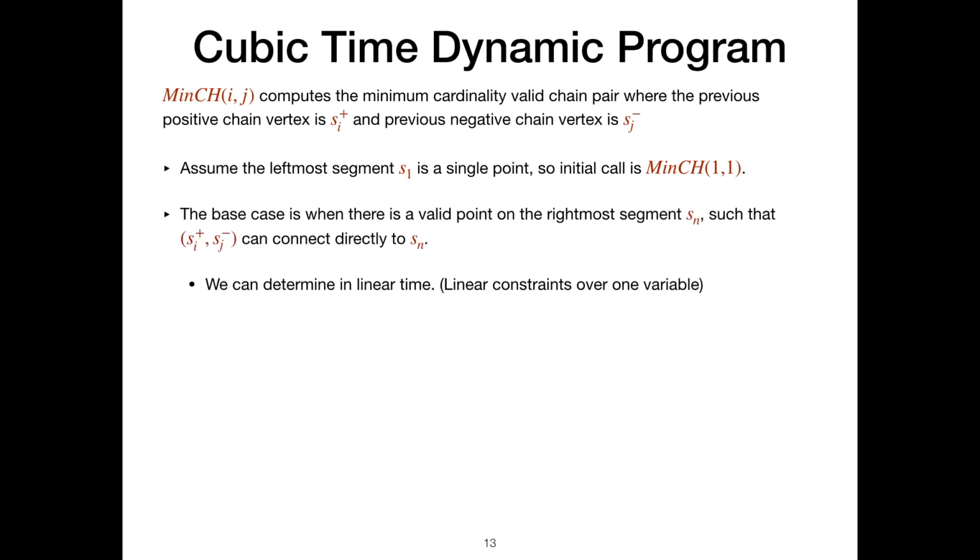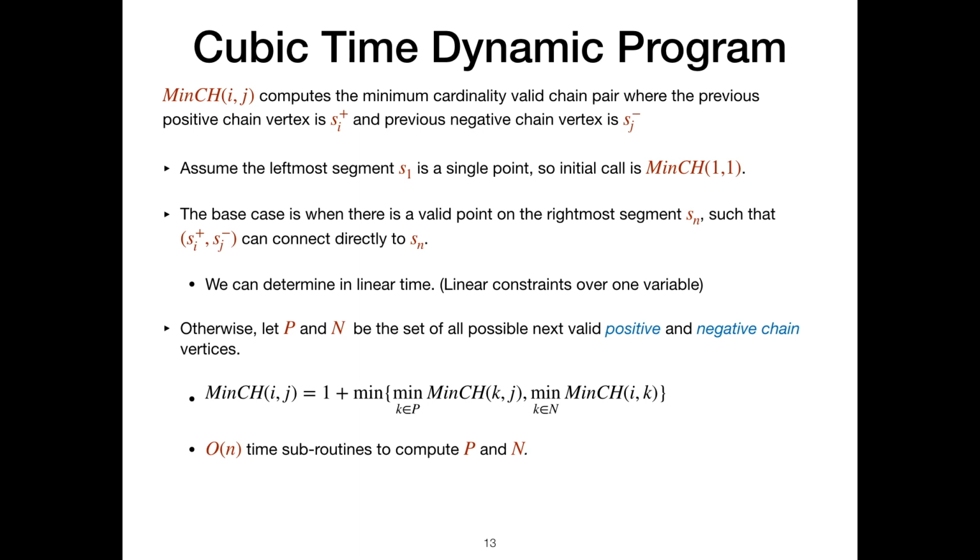The base case is when there is a valid point on the rightmost segment, such that the previous vertices can directly connect to S_n. Valid means the hull will intersect all remaining segments to the right. We can determine if the valid point exists in linear time by turning it into solving linear constraints over one variable.